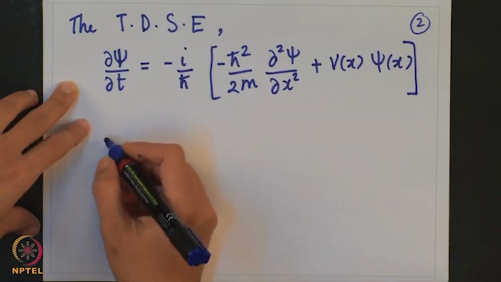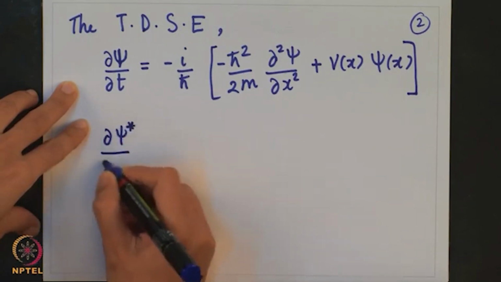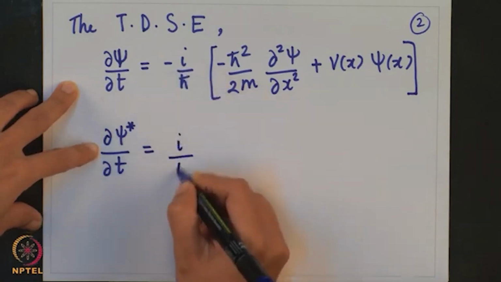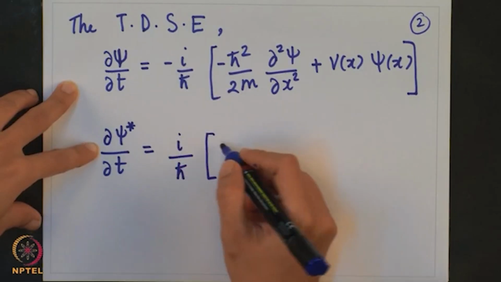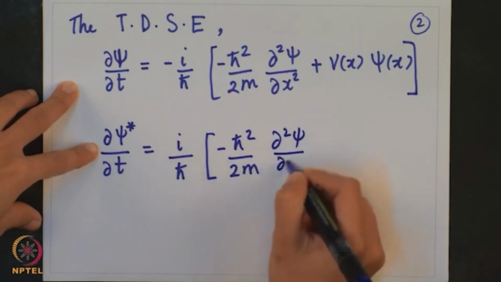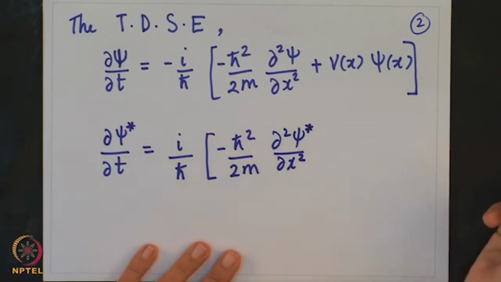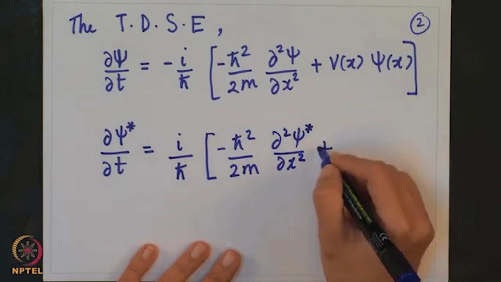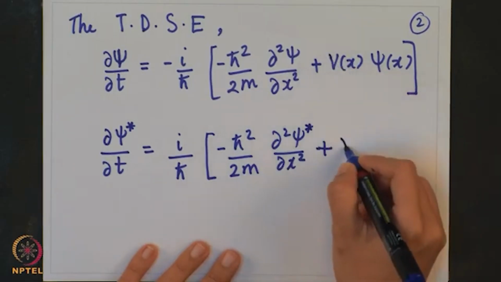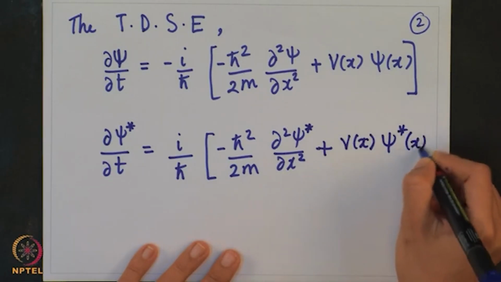What I do here is I take the complex conjugate. When I take the star, this minus will become plus. So I have minus i h cross dou psi star by dou t equal to minus h cross square upon 2m del square psi star by del x square. Now in this problem, in part A, the potential is real, so V of x is equal to V of x star. It will remain as V of x, and we have psi star of x.